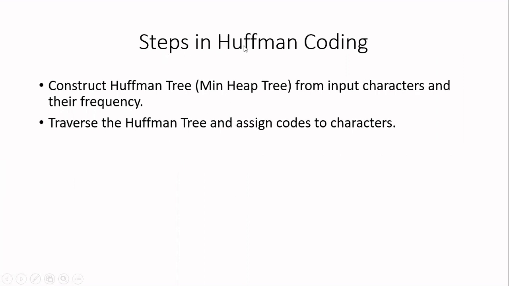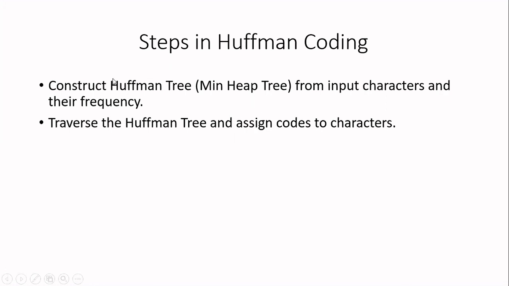Now, let us see the steps in the Huffman coding. When you want to proceed with the Huffman coding, there are 2 steps in the algorithm. The first step is you have to construct the Huffman tree, and this is a min heap tree from the input characters and then their frequency. So here you all know what is the meaning of heap tree. Heap tree is a complete binary tree, and there are 2 different versions of heap tree, min heap and then max heap. When we go for min heap, in every subtree, the root node will have a value which is lesser when compared to its children. So this Huffman code is based on the concept of min heap tree.